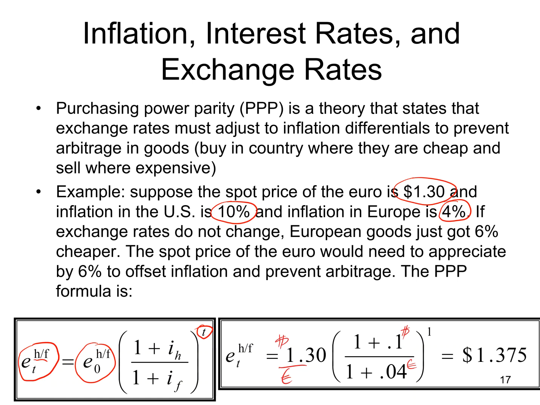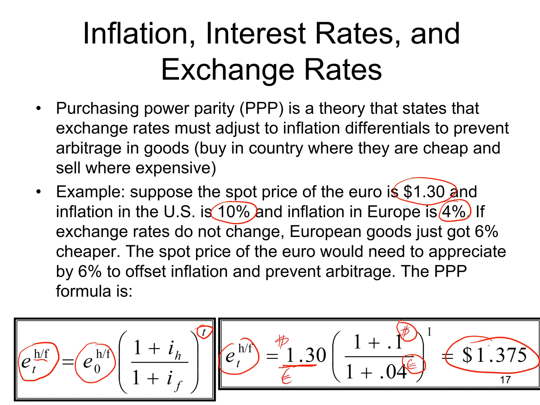So let's apply that formula. The new exchange rate in 1 year is $1.30, the exchange rate today. This is the dollar price of a euro, so just make sure you have 1 plus the dollar inflation over 1 plus the euro inflation. 1.1 divided by 1.04. So $1.30 multiplied times that ratio of 1.1 over 1.04 is 1.37. Now, if you just calculate the appreciation of the currency, that is roughly a 6% appreciation of the euro, going from 130 to 137.5. Not exactly, but close.